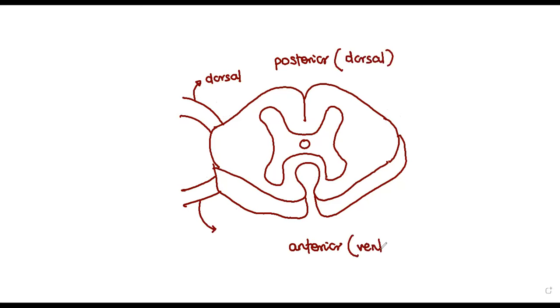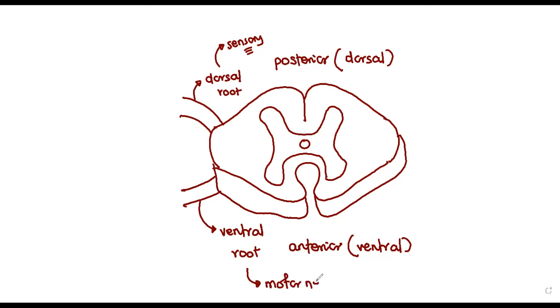Remember that posterior is the same as dorsal. Anterior is the same as what? Ventral. Now, Suma, do you remember? So this is the ventral root. The dorsal root is actually made up of sensory nerves, the nerves which carry sensations, okay? And then the ventral root is made up of motor nerves, the nerves which bring out motor commands from the CNS, knowing very well that the spinal cord is also part of the CNS. So the dorsal root actually has a ganglion. That's a dorsal root ganglion.